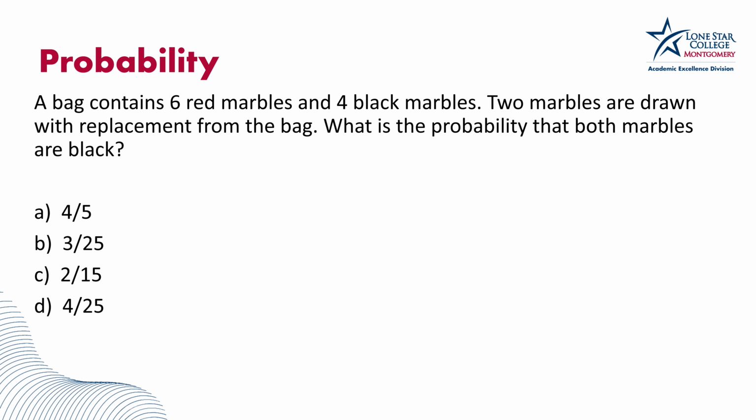Two marbles are drawn with replacement from the bag. What's the probability that both marbles are black? When we say with replacement, that means you pull out a marble and you put it back into the bag. A way to approach this problem is to create what's called a probability tree.